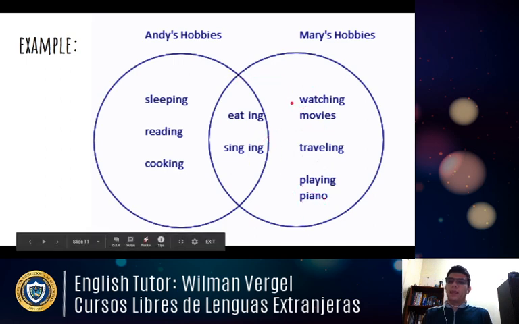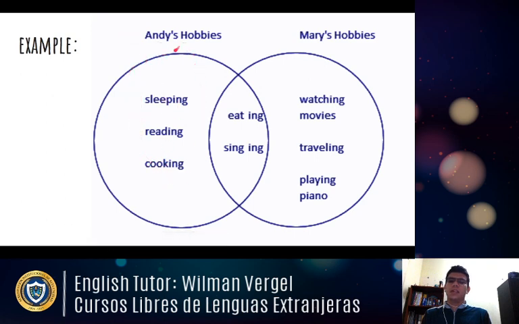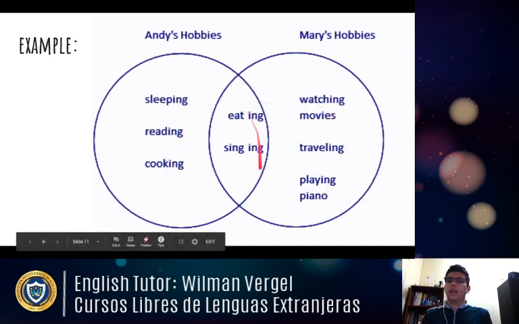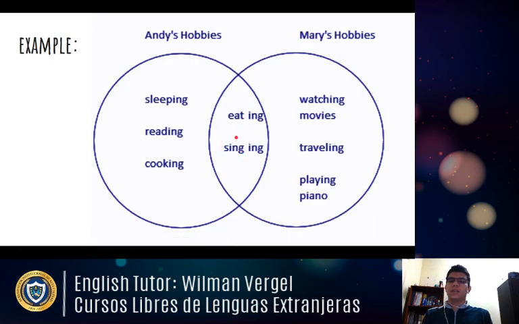Watching movies, traveling, and piano are the hobbies that only Mary does, and sleeping, reading, and cooking are the hobbies that only Andy does. But they both share two hobbies, which are eating and singing. So this is the Venn diagram. When I have this, I can start talking about Andy's and Mary's hobbies, and then I can talk about the different hobbies that they do and the similar hobbies, or the same hobbies, they do.